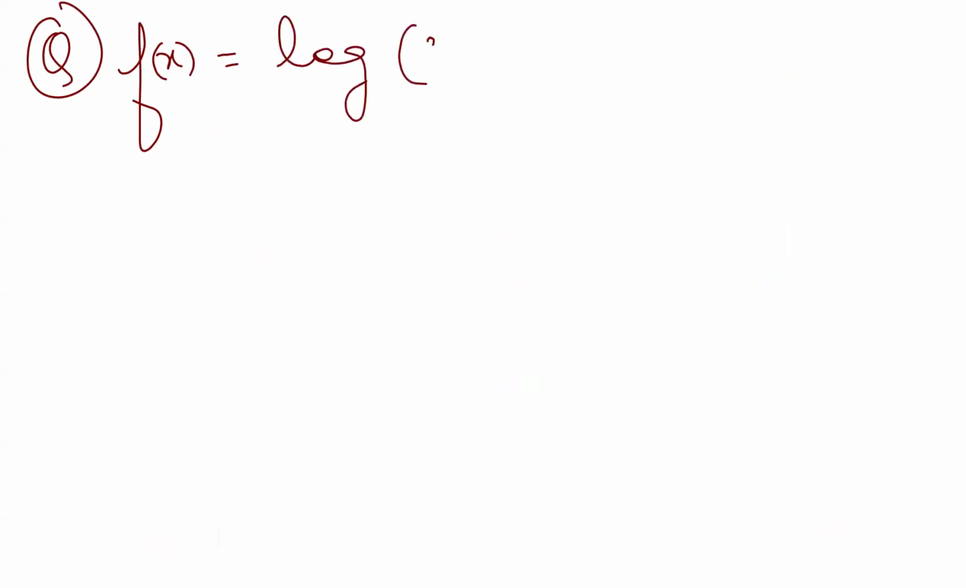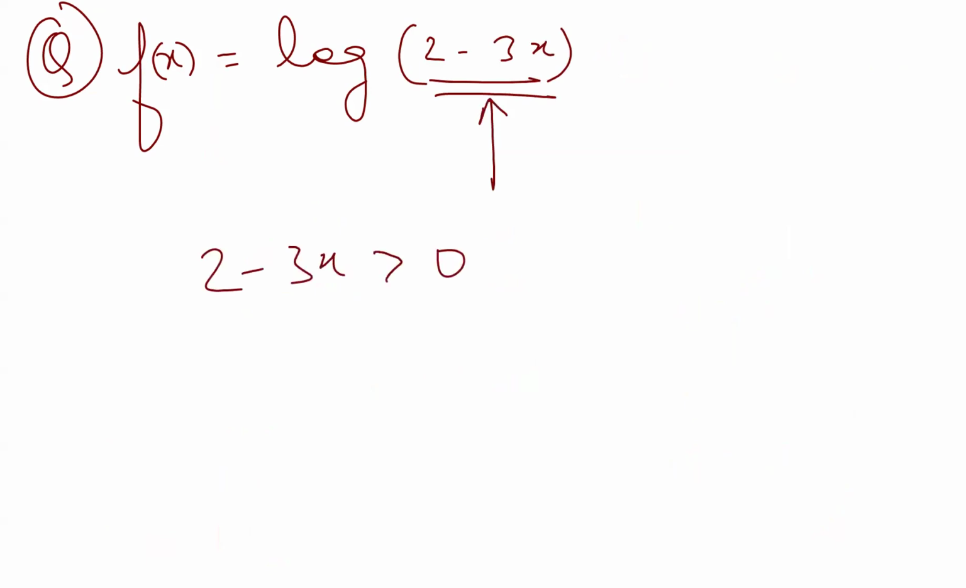So the next question. They are asking you the domain of f of x is equal to log of 2 minus 3x. Now log never takes up 0 or negative values. So the value inside the bracket, 2 minus 3x, is always greater than 0. It can never be less than or equal to 0. So 2 is greater than 3x. Okay, this implies 3x is lesser than 2.